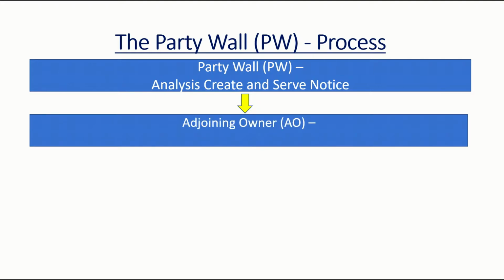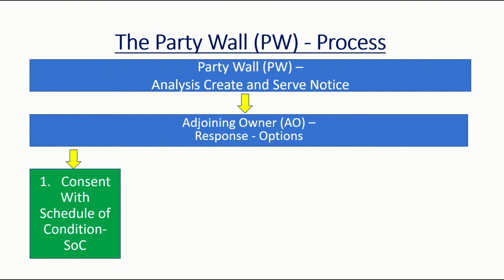The main element of the party wall process depends on the response received from your adjoining owners. They basically have four options. They can consent and request a schedule of condition. Now, the schedule of condition is actually here to protect the people carrying out the building works, offering protection from false and malicious damage. Very similar to renting a car, where the car renter takes photographs of the car before it goes out to you, so that any existing damage can be logged.